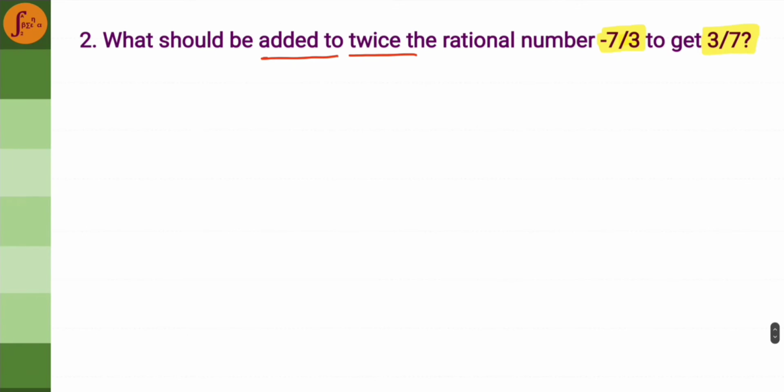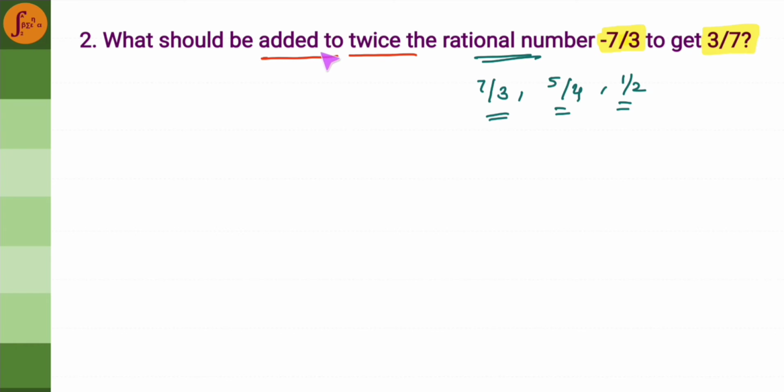Let's take another word problem. What should be added to twice the rational number minus 7 by 3 to get 3 by 7? So first thing is, what is a rational number? A number which is a fraction. Any number which is a fraction is a rational number. 7 by 3, 5 by 4, 1 by 2, all of these are rational numbers.